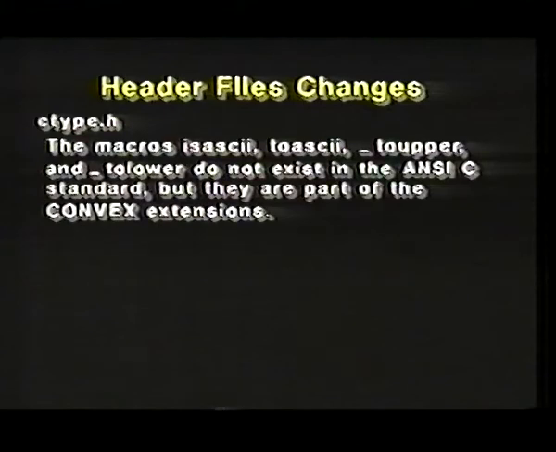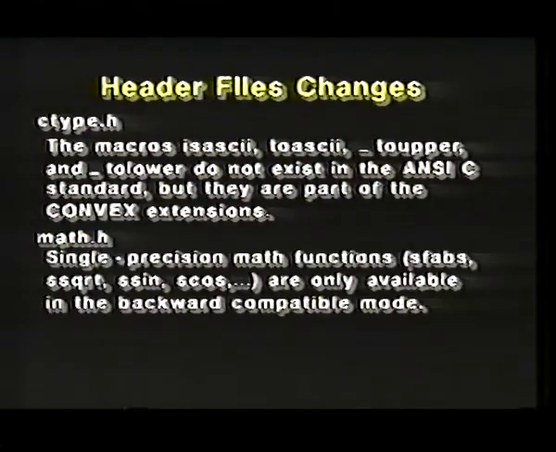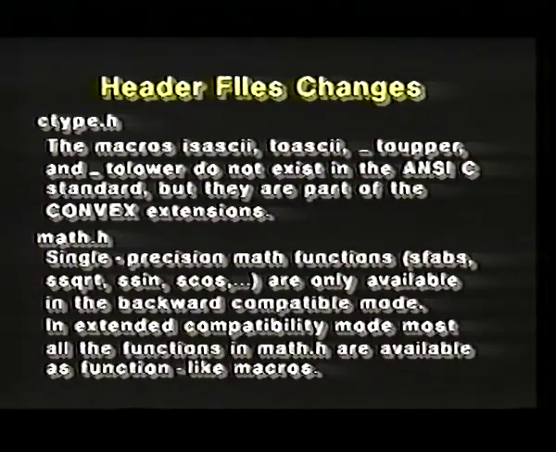Next section is header files. First header file that changed between K&R and ANSI is ctype.h. The macros toascii, _toupper and _tolower do not exist in ANSI C. They are available in -ext mode, which is an ANSI-like mode. The next header file that changed is math.h. The single precision math functions that we define, such as sfabs, ssqrt, ssin, scos, on and on, are available in backward compatibility mode. In extended mode, most of the functions in math are available as function-like macros. In this case, it replaces the common fast math.h that we've been using with Vector C to allow vectorization and parallelization using these functions.